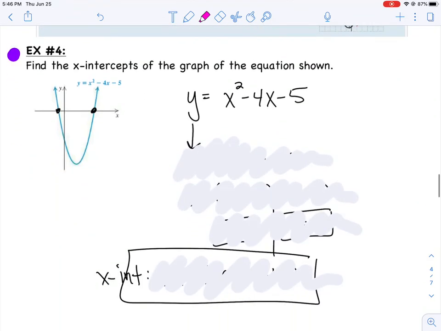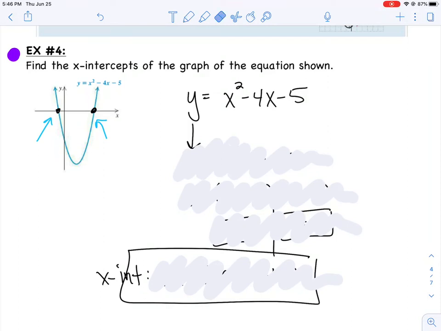It says in example number 4 to find the x-intercepts of the graph of the equation shown. So it gives us an equation, x squared minus 4x minus 5. And we want to figure out where it touches the x-axis. What are these 2 points right here, right? Well, the graph touches the x-axis when y is 0. You can go left or right, but we don't go up or down at all. We stay on that x-axis.